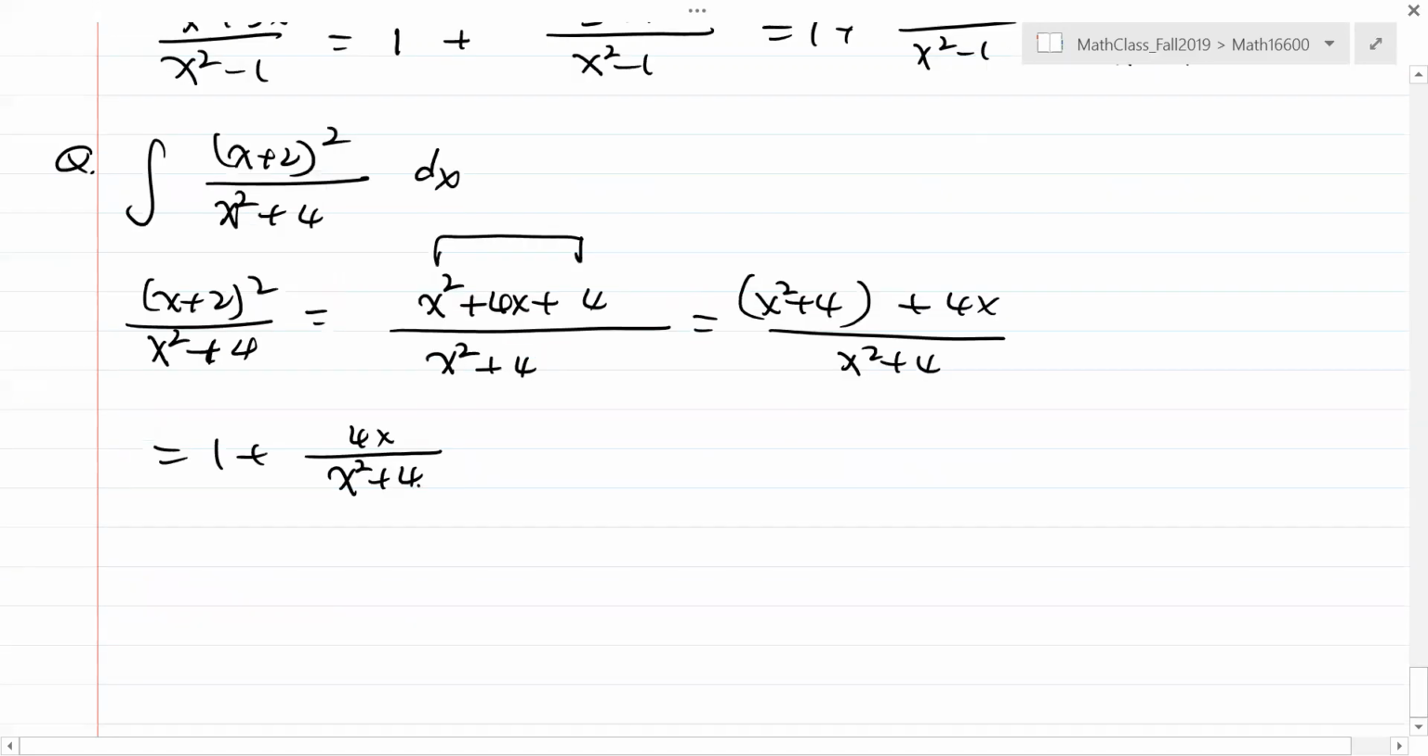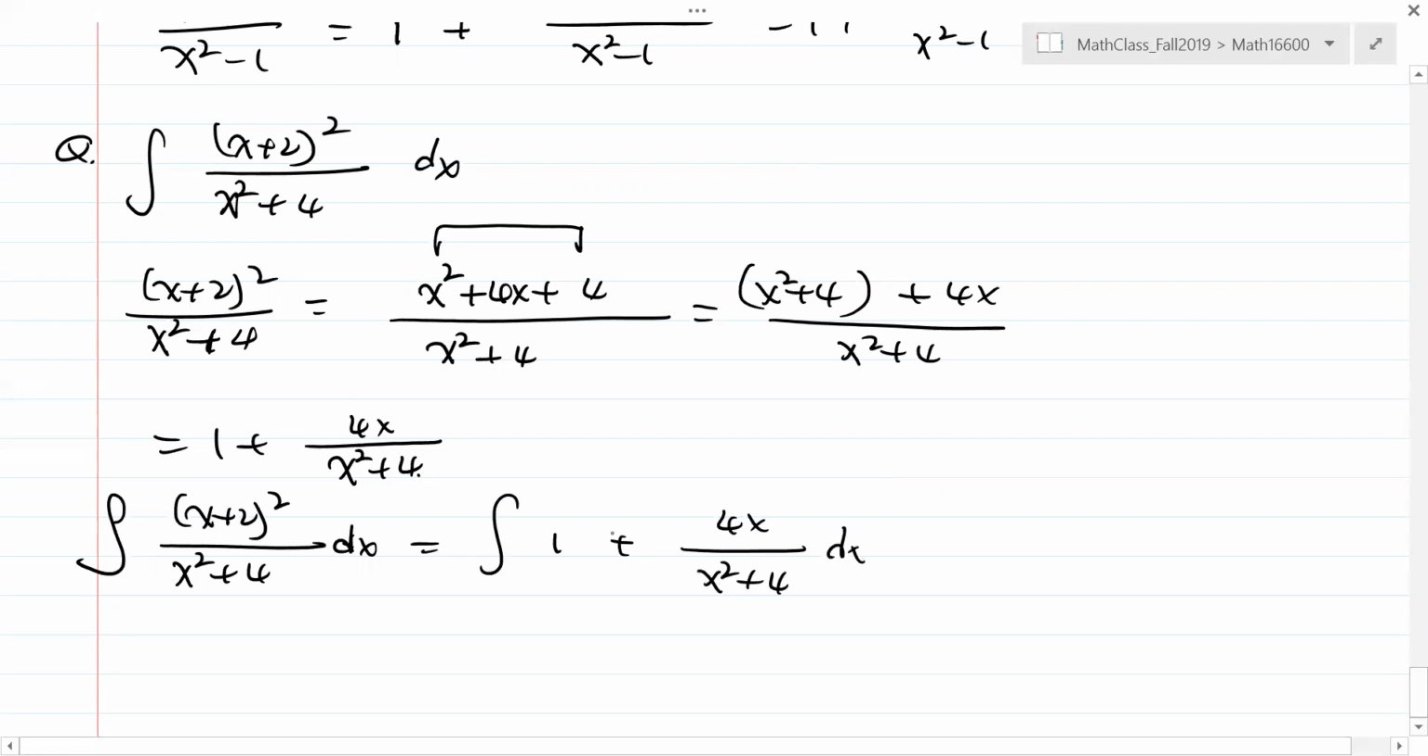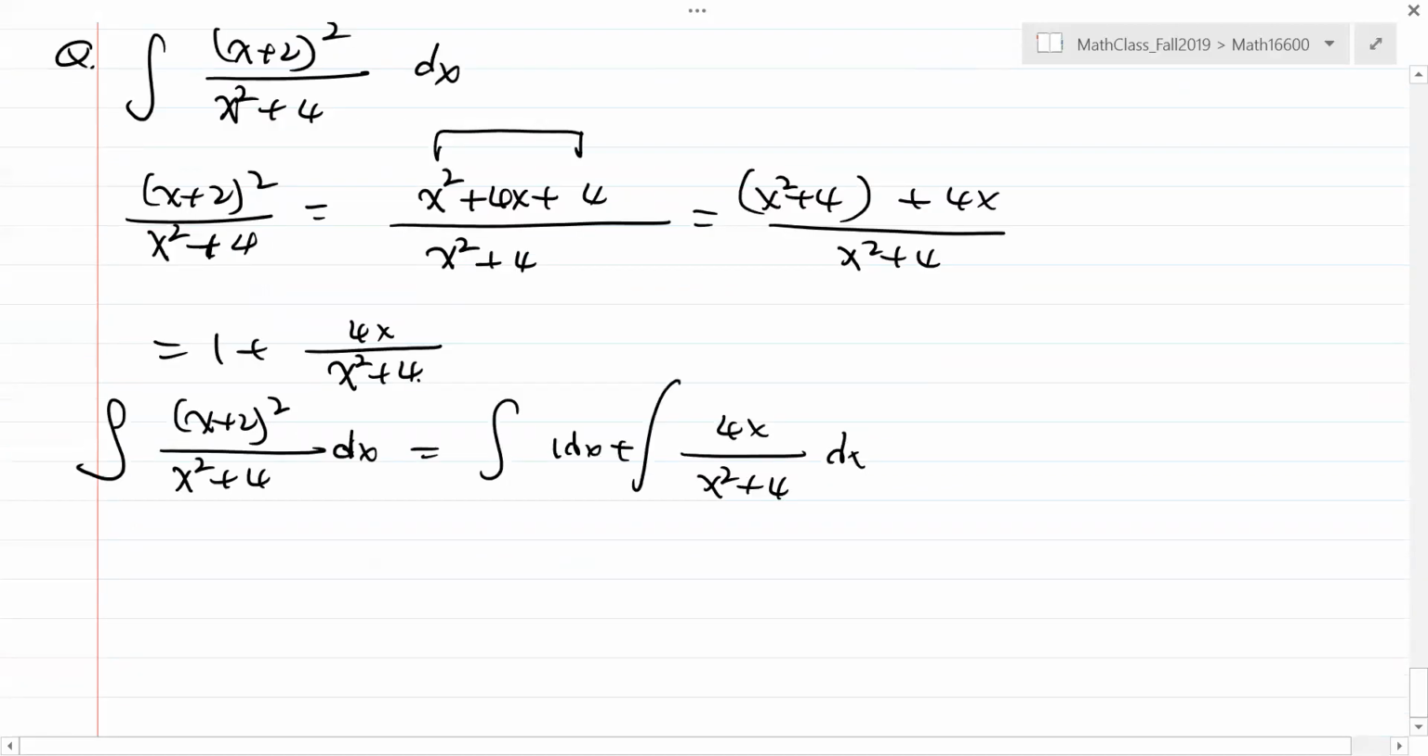But right now, suppose we have this, right? So the integral is going to be the integral of 1 plus 4x over x squared plus 4 dx. So I'm going to separate this too. The first one is just x. The second one I need a substitution, because whenever you see x squared in the denominator and there's x in the numerator, you can use substitution. It's a pretty standard substitution. Let w equal x squared plus 4, then dw equals 2x dx.